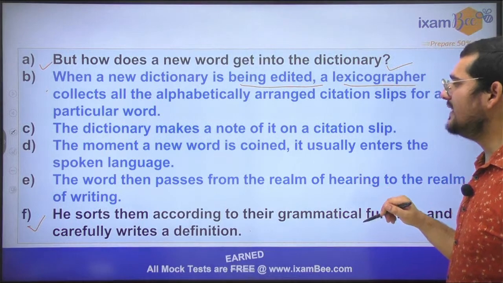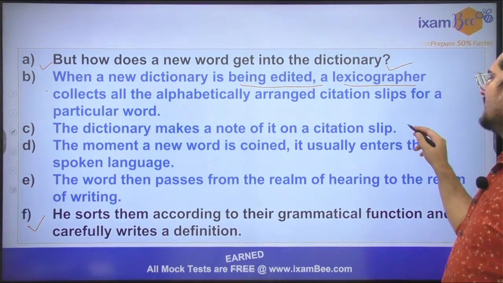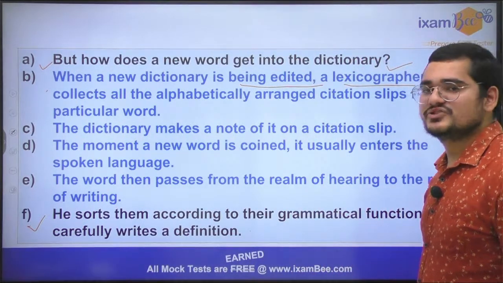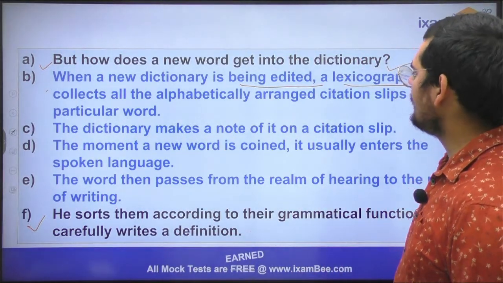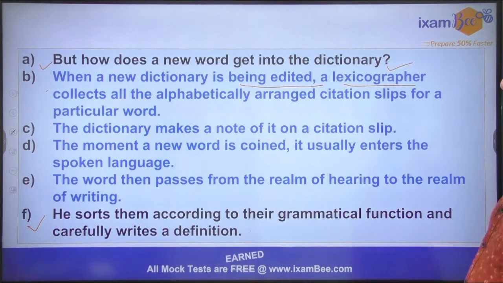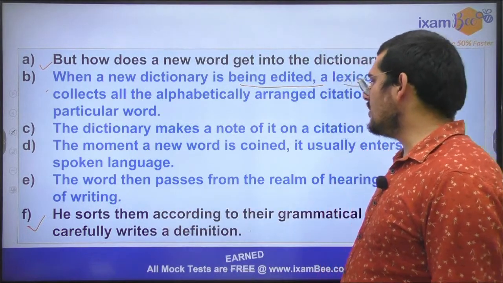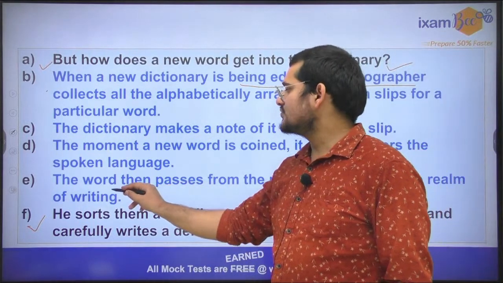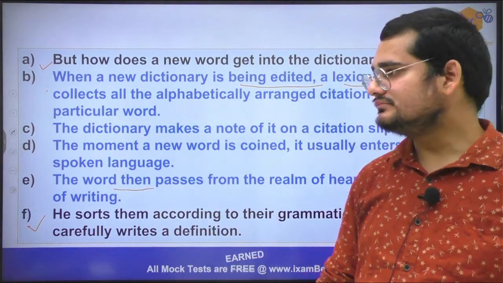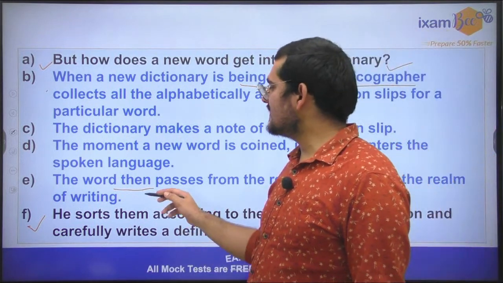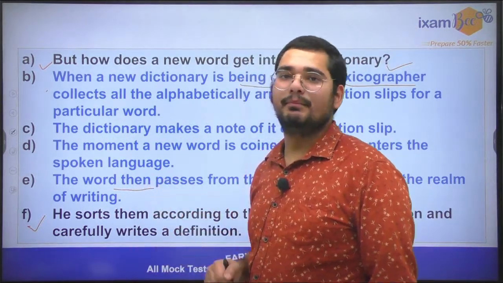C वाला, the dictionary makes a note of it on a citation slip. तो ये भी कहीं हमें नहीं लगता कि ये first इसका जो आंसर जो इसके फर्दर जो प्रोसीड कर सकता है, ठीक है? Then the moment a new word is coined, it usually enters the spoken language. Then we read E. The word then passes from the realm of hearing to the realm of writing. यहां पर आपका यूज हुआ है then, है ना? आपका यूज हुआ है क्या? Then. So यहां से क्या एक आपको बात की जा रही कि कुछ हुआ है उसके बाद, है ना?